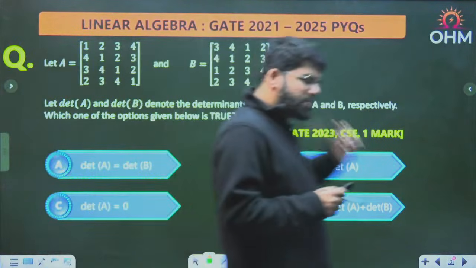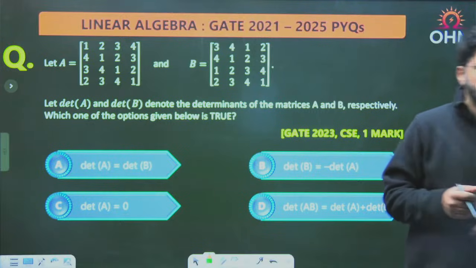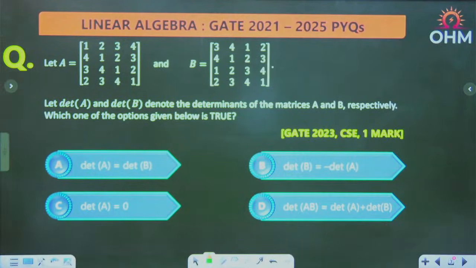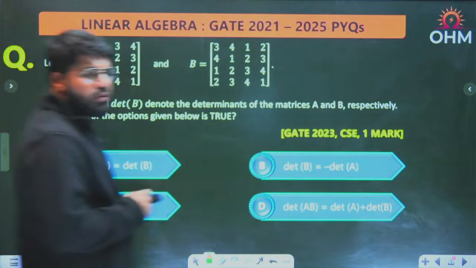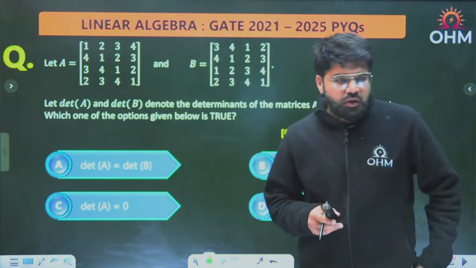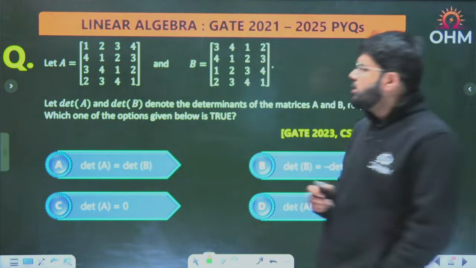Moving ahead towards the question, this is the first question.